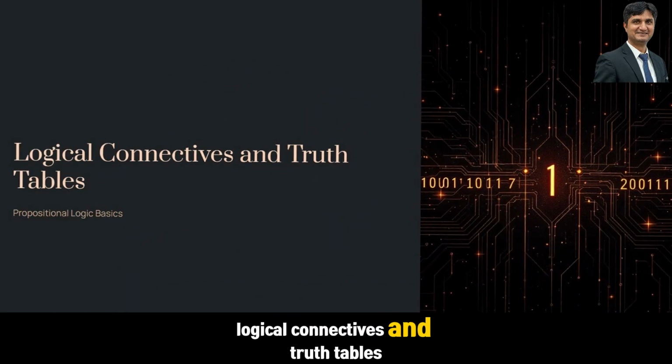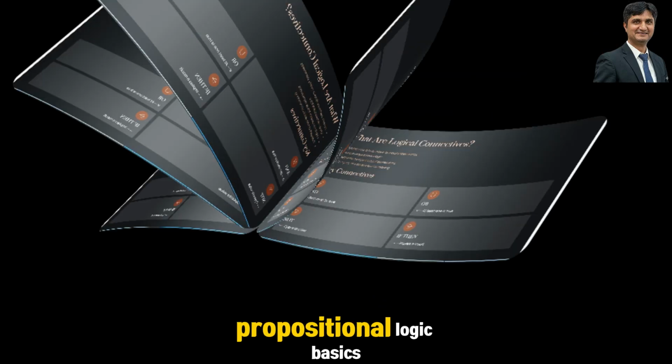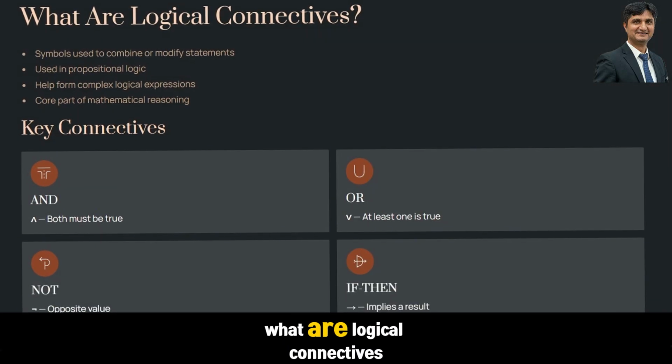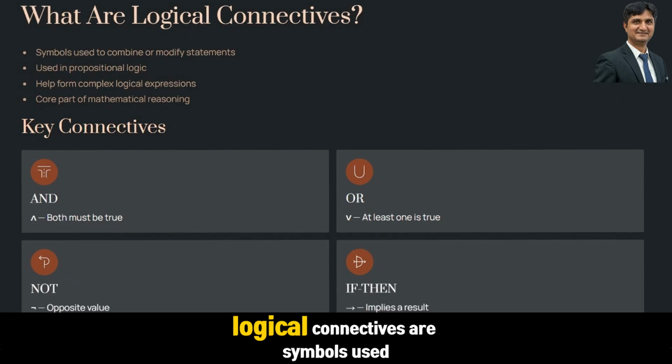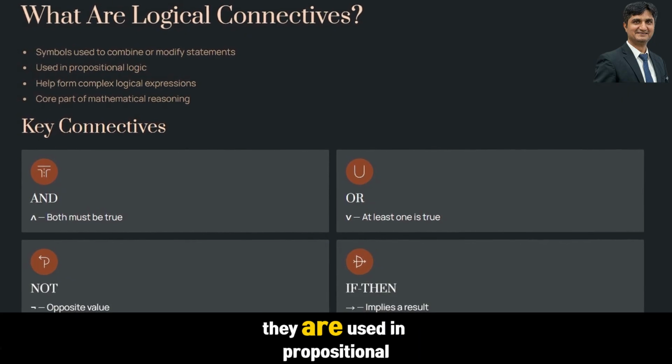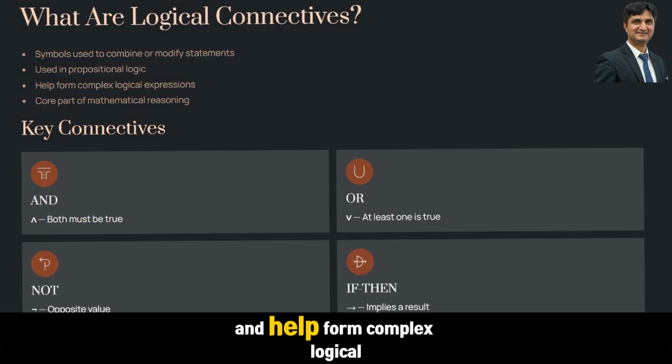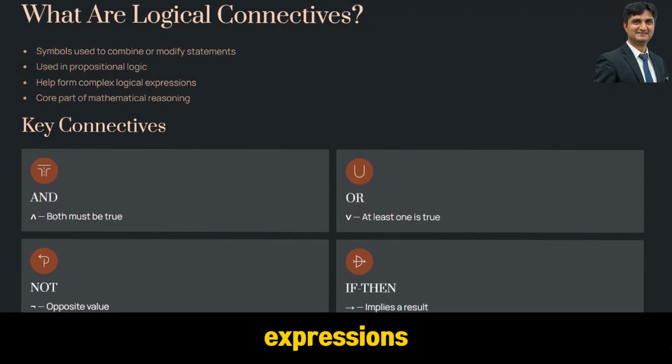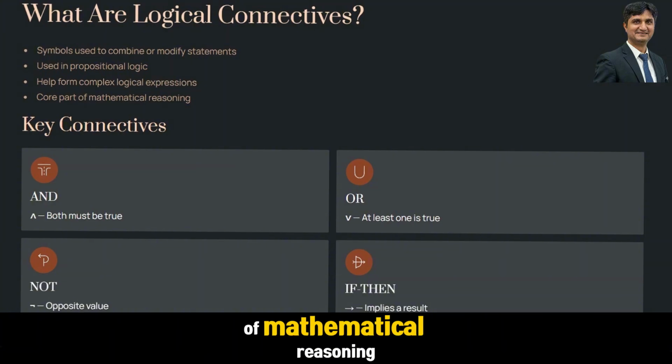Logical connectives and truth tables. Propositional logic basics. What are logical connectives? Logical connectives are symbols used to combine or modify statements. They are used in propositional logic and help form complex logical expressions. They are a core part of mathematical reasoning.